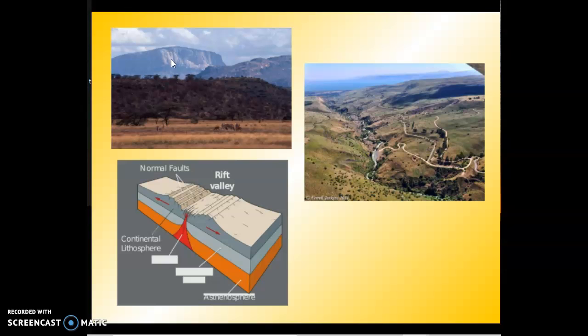And if we're on the ground, this is what the Great Rift Valley looks like, the two sides. And we can see that valley spreading. And then there's the diagram.